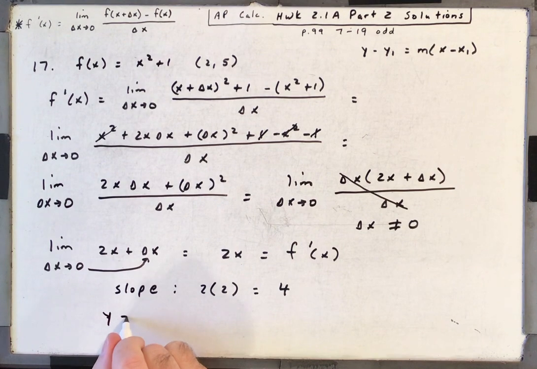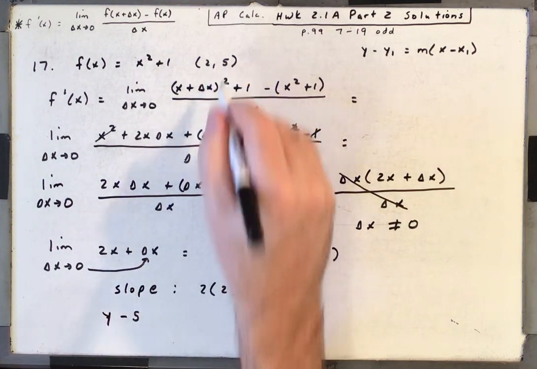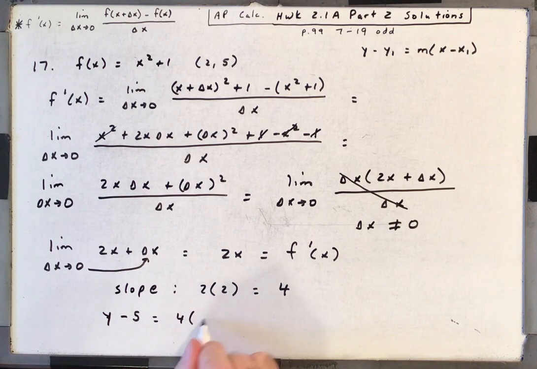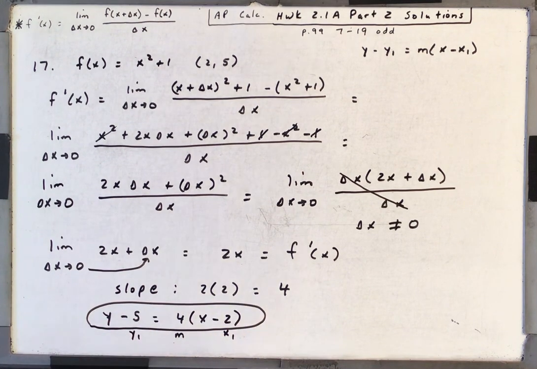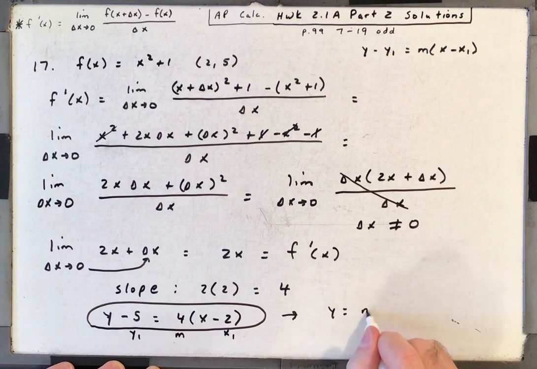So we have y minus 5, that's y1 is 5, is equal to 4 times x minus 2. So this is y1, this is x1, this is m. Right? So that's the equation of the tangent line. Number 17: y minus 5 is equal to 4 times x minus 2. For my purposes, you do not have to change that into slope-intercept form.